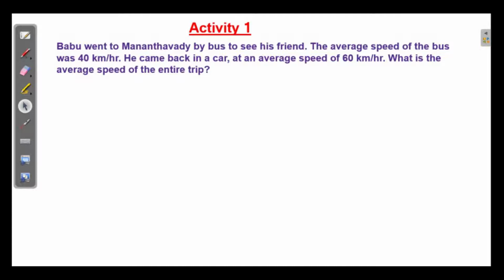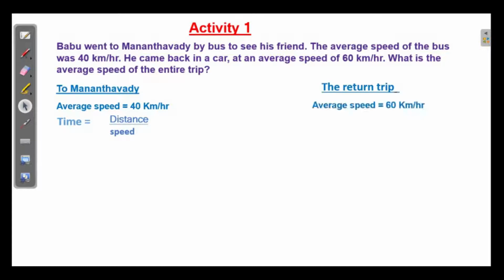The speeds are given. To Manandawadi, his speed was 40 km per hour. We are asked to find out the speed of the entire trip. For that, we have to calculate the total distance travelled and the total time taken. Time taken we can calculate as distance by speed, but the distance is not given.